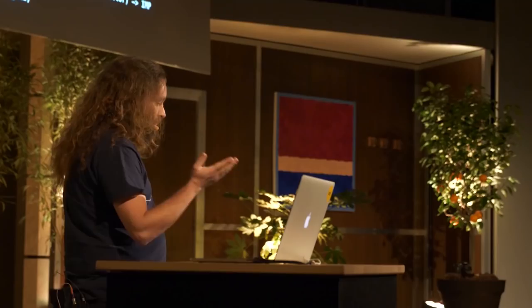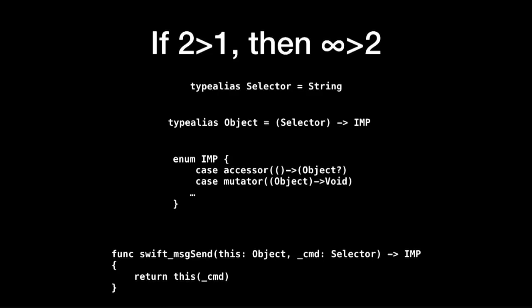So I might want a description selector that takes an object and returns a string, or I might want to be able to convert them into integers so that I can do Swift maths, or into floats so that I can represent them on the screen or something. But it's going to be a very small list of implementation types. And now we can build the message send function, which is just running the object as a function given its selector and getting the method that I want to execute.